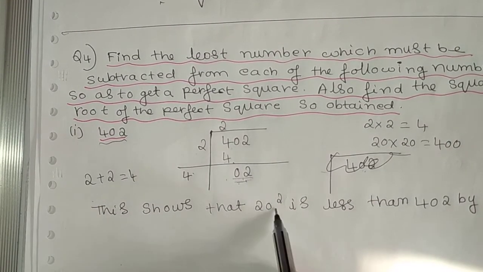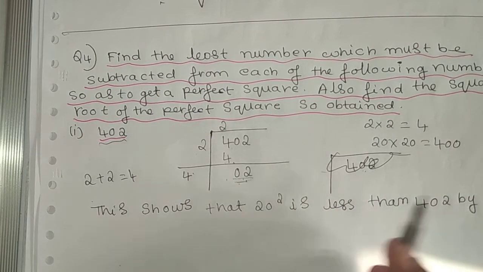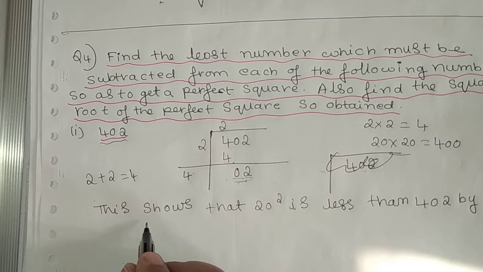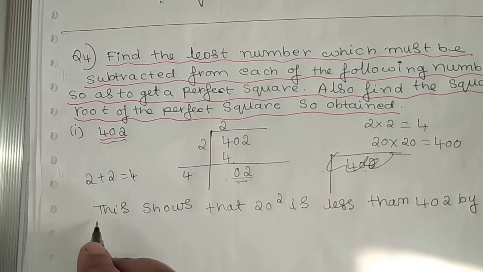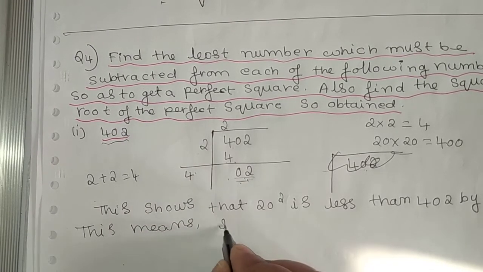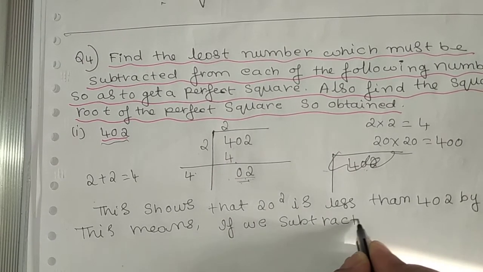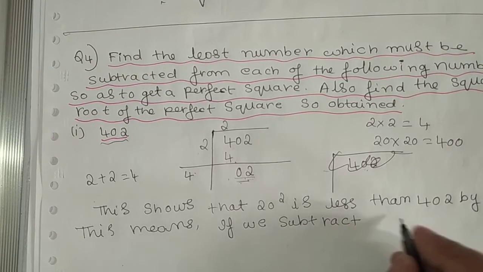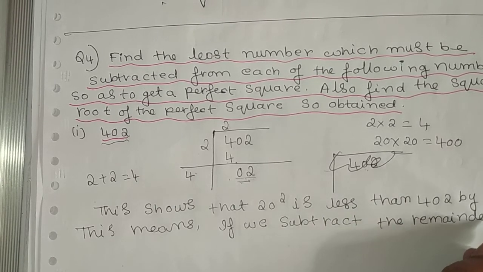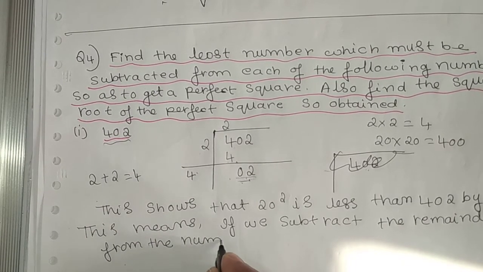So we write, this shows that 20 squared is less than 402 by 2. The 2 we should add means it is more. The square of the number 20 into 20 is less than this one. This is the meaning of this line. Next line: I'll write these points only for one problem, the rest of the problems you just continue. So if we subtract the remainder, what is the remainder? We are getting 2 from 402.